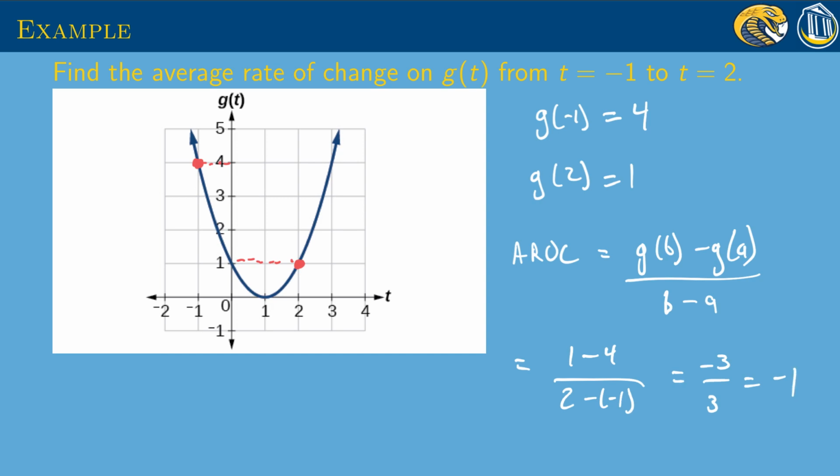We'll notice that we have a negative number because our second point is actually lower down than our first. If we were to connect these points with a straight line, that line would have a slope of m equals negative 1. That's what the average rate of change means.